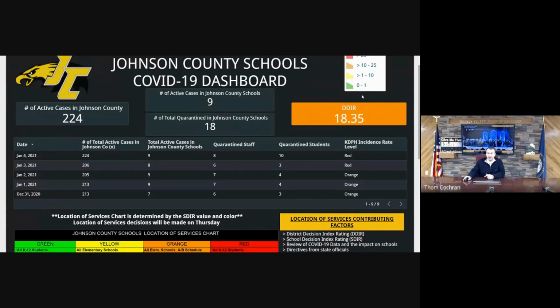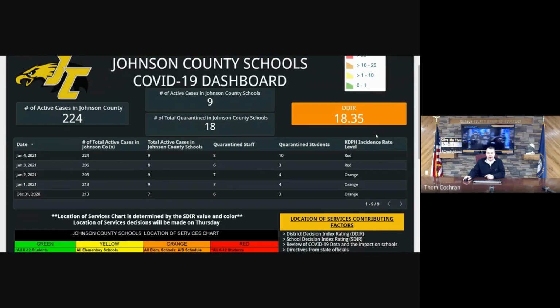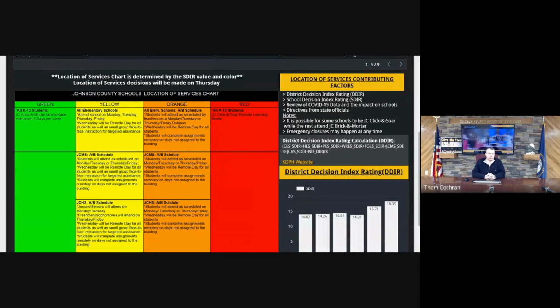Above that, you see a legend that correlates to our DDIR, as I said, District Decision Index rating, and our SDIR, our School Decision Index rating, which we will talk about a little bit later. On the left-hand side, you will see the location of services chart that I talked about earlier. A reminder that our location of services will be made weekly on Thursday evenings. There are several contributing factors in making our decision about location of services, including our DDIR, our SDIRs, the review of COVID-19 data and the impact on specific schools.